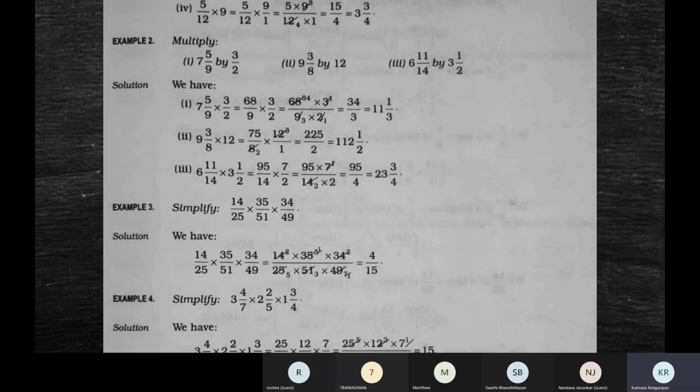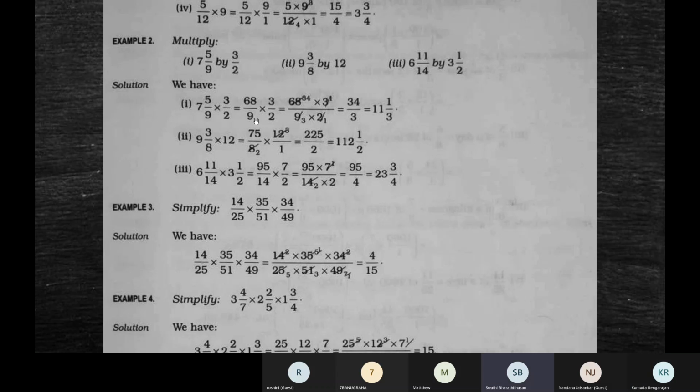Can anyone explain without working? Can you explain from the screen? Anybody? Ma'am, shall I explain? Yeah, your name first, ma'am. Ma'am, I'm Swati, ma'am. Yeah, Swati, tell me. Yes, ma'am. Ma'am, 7 5 by 9 into 3 by 2, ma'am. First, we have to convert it into an improper fraction, ma'am. By 7 into 9 plus 5. Very good.